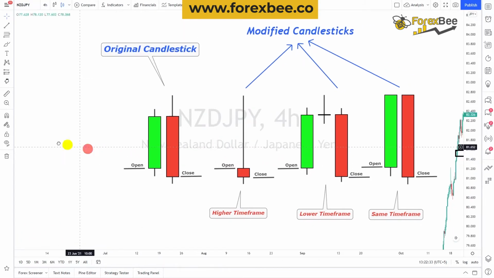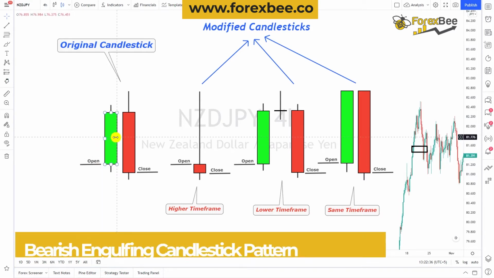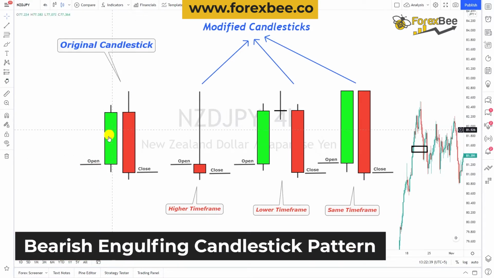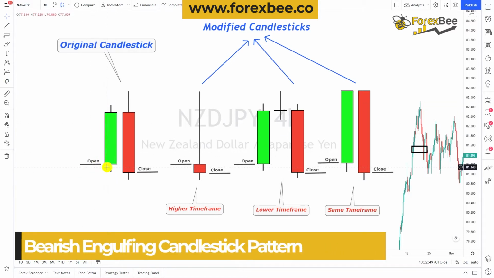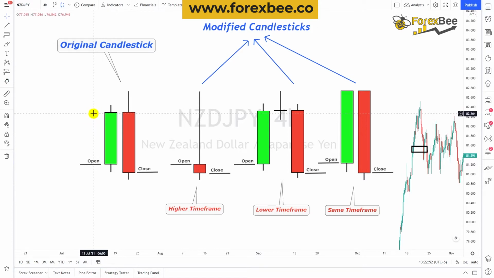So here first of all we have the original candlestick pattern, that is our bearish engulfing candlestick pattern. In bearish engulfing, the first candle is a bullish candlestick and it has a long body but small shadows. The candlestick opens up here and goes all the way and closes here, and after the bullish candle we have a bearish candle. Now the bearish candle engulfs the body of the bullish candle, and it closes below the open of the first candle. So this bearish candle is engulfing the bullish candle, that's why it's called bearish engulfing candlestick pattern.